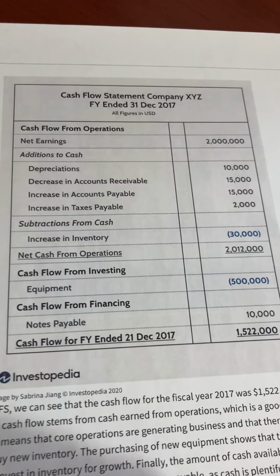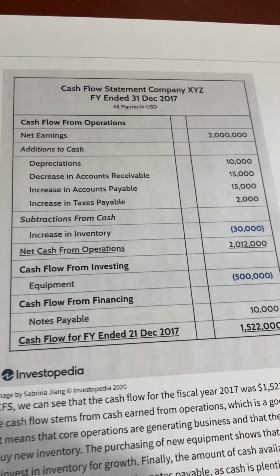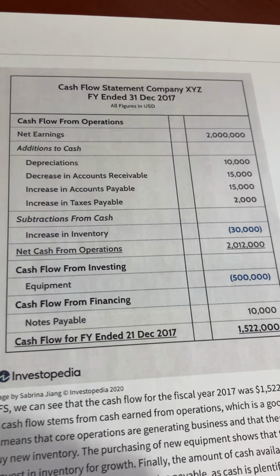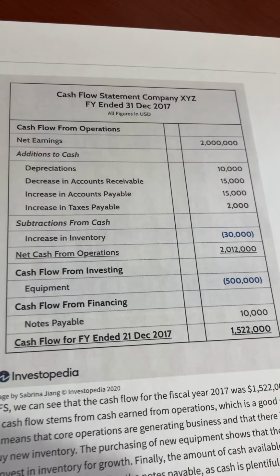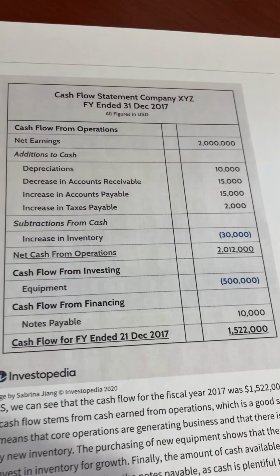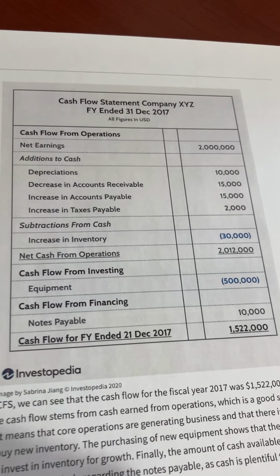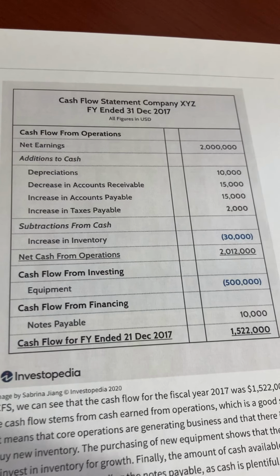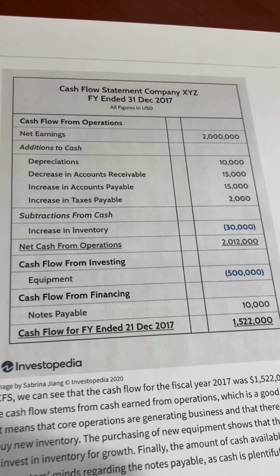An increase in accounts payable was a little harder, and the taxes payable was a little harder for me to visualize of why that would be an addition to cash. So I guess just talking it out loud, if you increase what people owe you, that would make sense to me. Okay. And then, subtraction from cash.